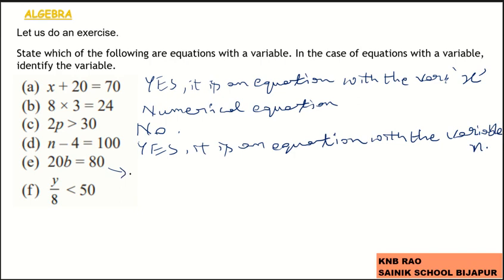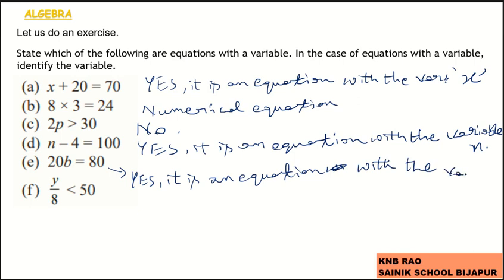This one, yes, it is an equation with the variable b, and this is not an equation because it has a less than symbol. Here C has a more than symbol, greater than symbol. So that is why it is not an equation.